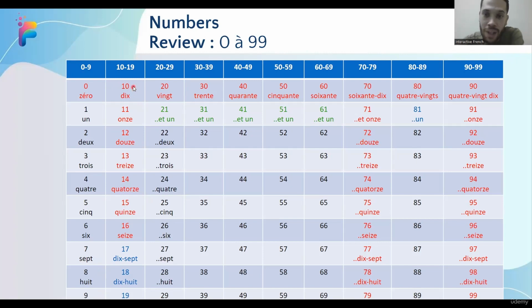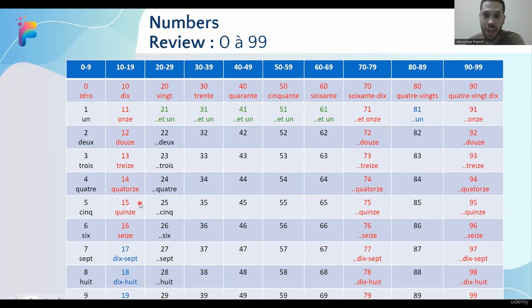Moving on to the next one, from 10 to 19. Okay, so we've got dix, for 10. Next, we've got onze for 11. Moving on to douze for 12. Next is treize for 13. Moving on then to quatorze for 14, all right?